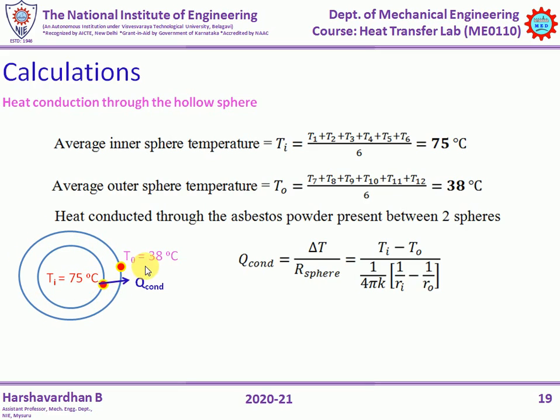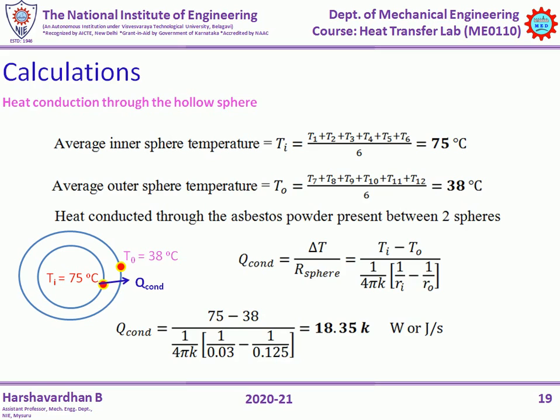Therefore, when the heat tries to conduct from the inner surface to the outer sphere, the asbestos powder present between the two spheres will offer resistance. That resistance offered by the asbestos powder, which is in the form of a hollow sphere, can be calculated according to the equation 1 over 4 pi k multiplied by 1 over Ri minus 1 over R naught. This you can take from the thermal data handbook. Ti and T naught correspond to the inner sphere temperature and the outer sphere temperature.